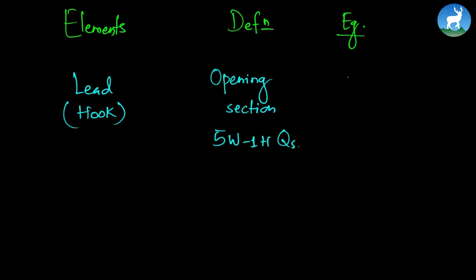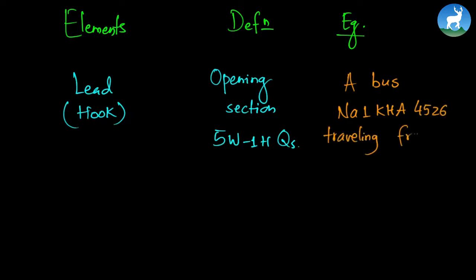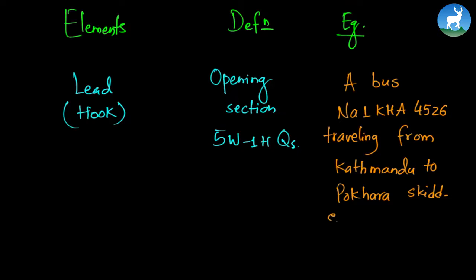So, what is the hook? A hook can be something like this. A bus with number 4526 traveling from Kathmandu to Pokhara skidded off the road in Mogling. Right, this could be one sample. A bus, number 4526, traveling from Kathmandu to Pokhara skidded off the road in Mogling.